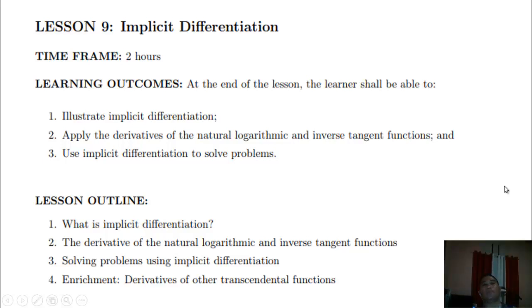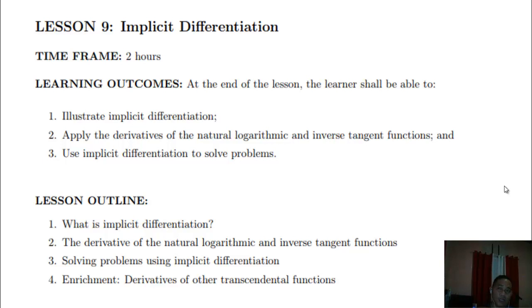Now, what is implicit differentiation? When you say implicit, it means hindi hayagan, hindi hayagang sinasabi. Talking about a lot of variables, that into the natural logarithm, the inverse tangent function, logarithm base e. Ang inverse tangent function is the inverse of tangent.